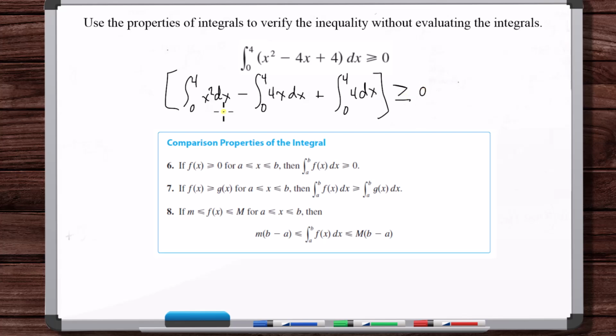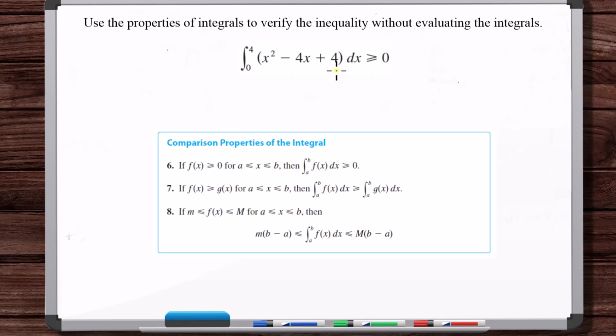Okay, I'm not sure if this is going to help, but let's try this. So we know that x squared minus 4x plus 4 as a whole is a parabola. And so what kind of parabola is this? All right, so we complete the square. Well, actually, we could factor this.